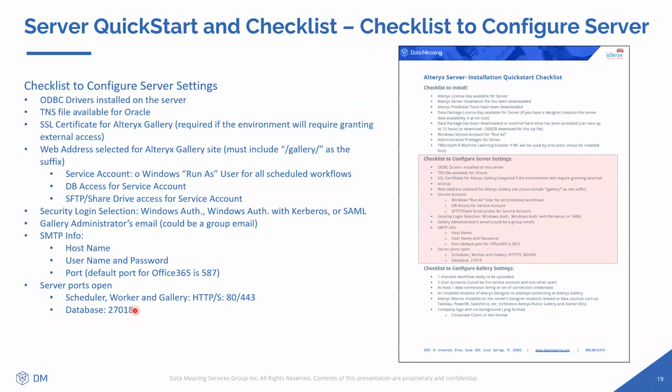All right, so moving on to the configuration now. So we have already installed. Now, what about the configuration? The best practices here for the configuration are: first, the ODBC drivers installed on the server, right? So for any data connection that you want to make, you need to install all the ODBC drivers, TNS files for Oracle, and an SSL certificate for the gallery if you want HTTPS, right? So you need to have the SSL certificate.